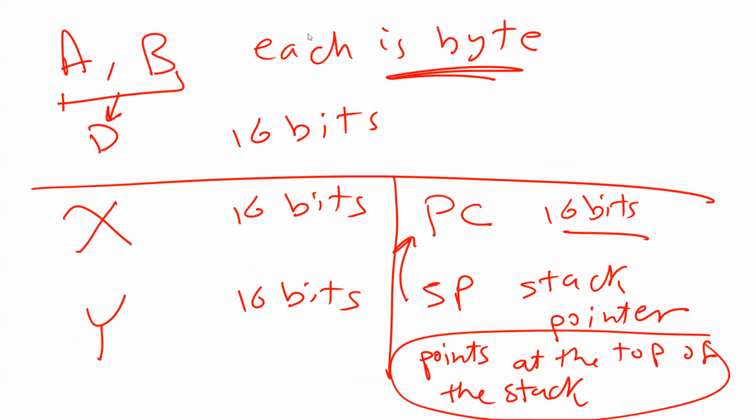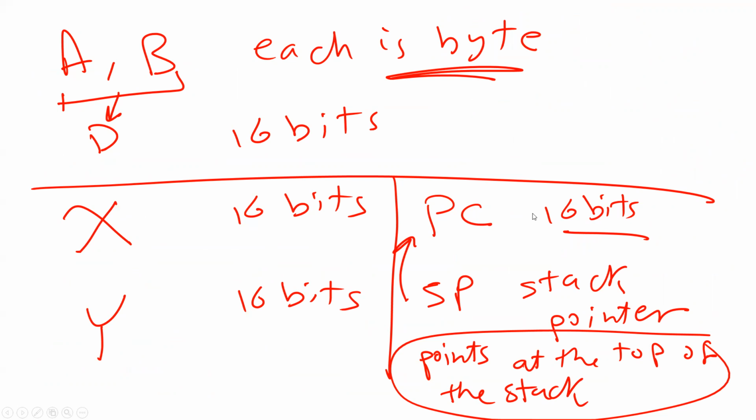Okay. So A and B, each one of them is a byte, or we can concatenate them to create register D, which is 16 bits. Is that okay? What other registers do we have? We have register X with 16 bits. We have register Y, which is 16 bits. Is that okay? We have PC, which is 16 bits.